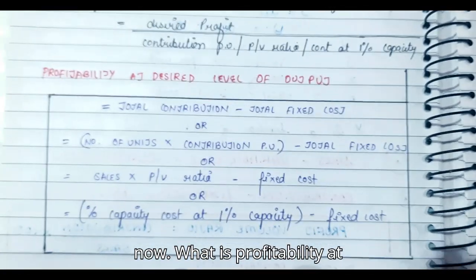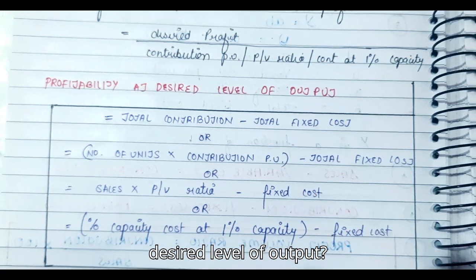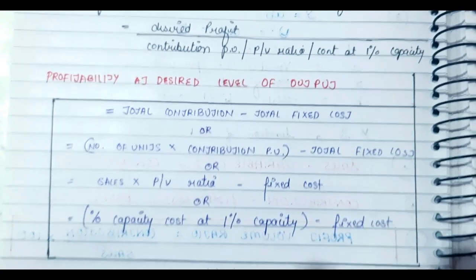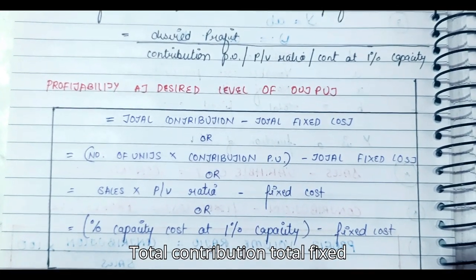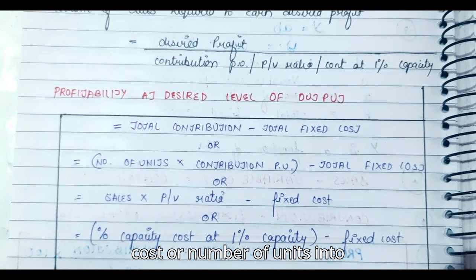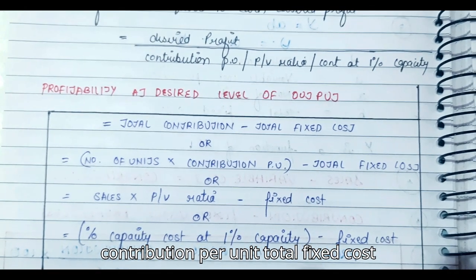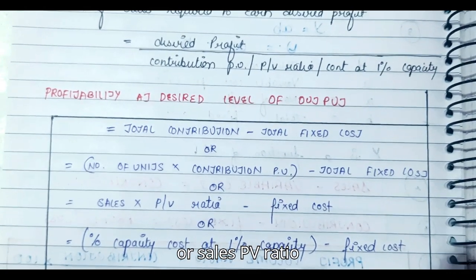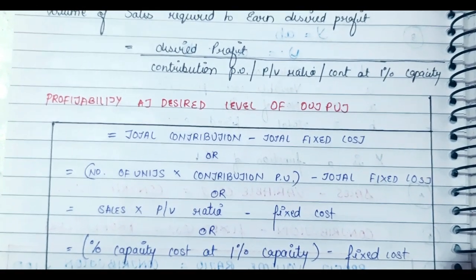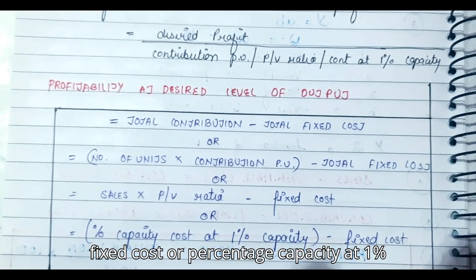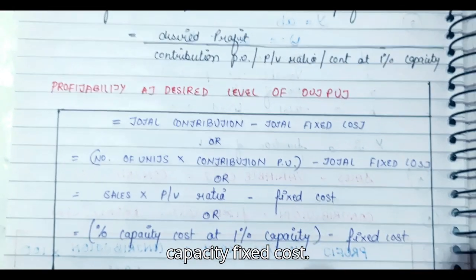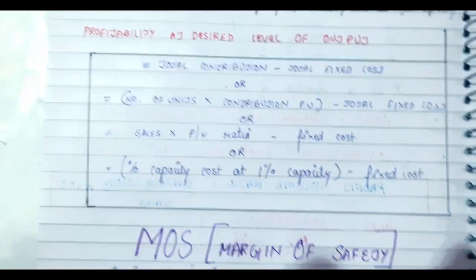Now, what is profitability at desired level of output? Total contribution minus total fixed cost, or number of units into contribution per unit minus total fixed cost, or sales into PV ratio minus fixed cost, or percentage capacity into contribution at 1% capacity minus fixed cost.